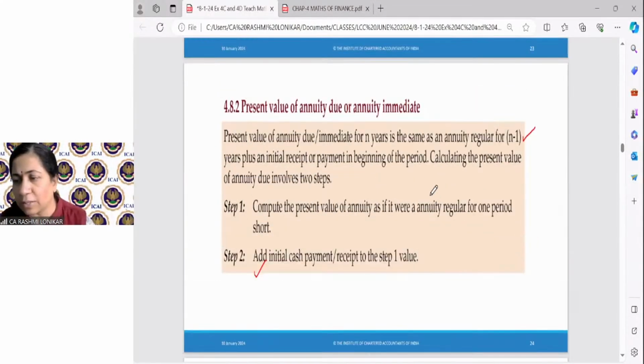And for the annuity immediate, okay, present value of annuity immediate, you have to remember that you have to take it as n minus 1, and whatever value you get after calculation, you will add the cash payment. Okay.